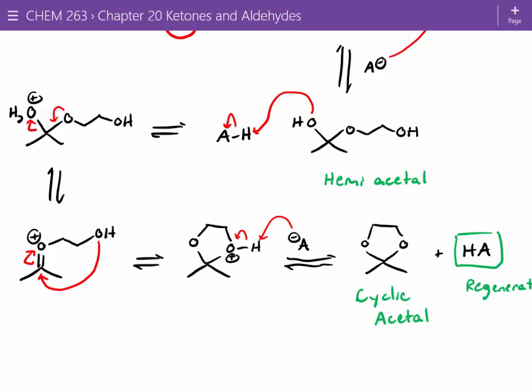Cyclic acetals are actually very commonly used, because if you think about it, is this carbon electrophilic anymore? No. So we've taken a ketone, which was electrophilic, and we've turned it into a cyclic acetal that is no longer electrophilic. Why might that be useful?